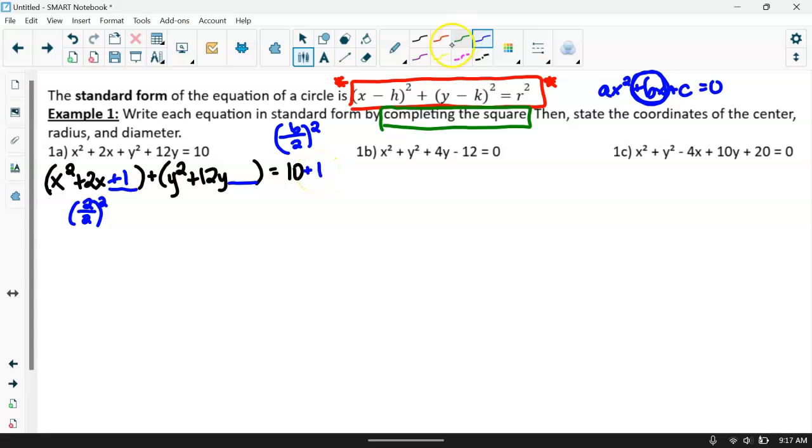So then same thing here. Our b in this case was 12. So 12, we're going to half it and square it. Half of 12 is 6. 6 squared is 36. So here we're going to add 36. But then don't forget, we're going to keep it balanced. Add 36 here. So now we're going to be able to complete our square.